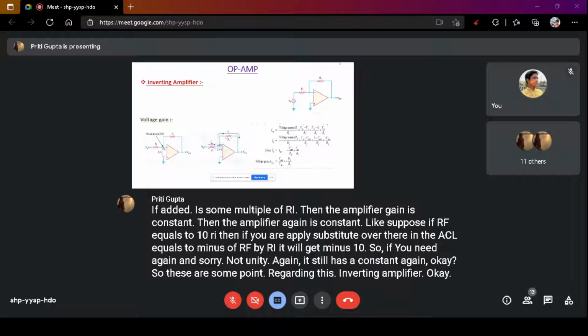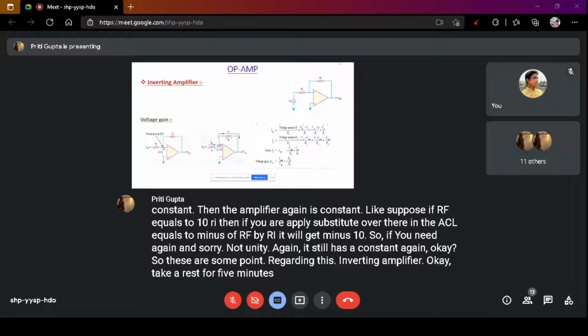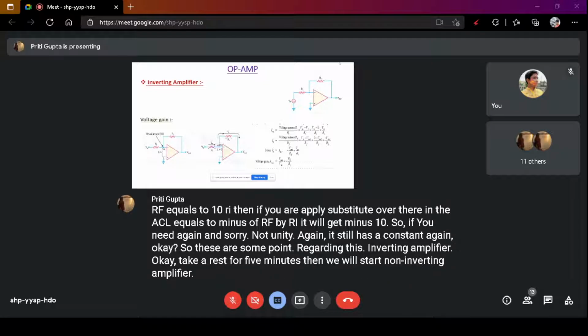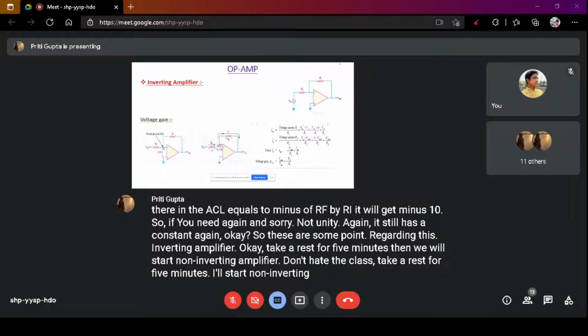Take a rest for 5 minutes, then we will start the non-inverting amplifier. Don't leave the class. I'll start the non-inverting amplifier after 5 minutes.